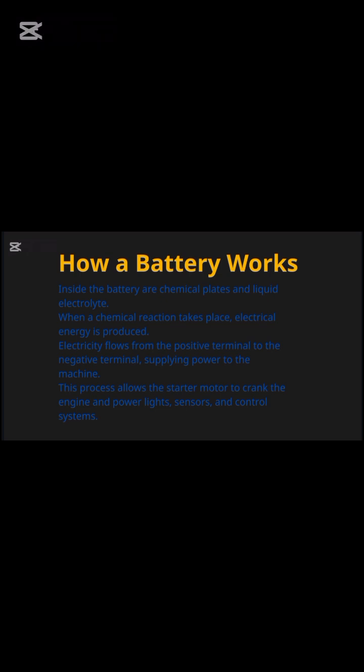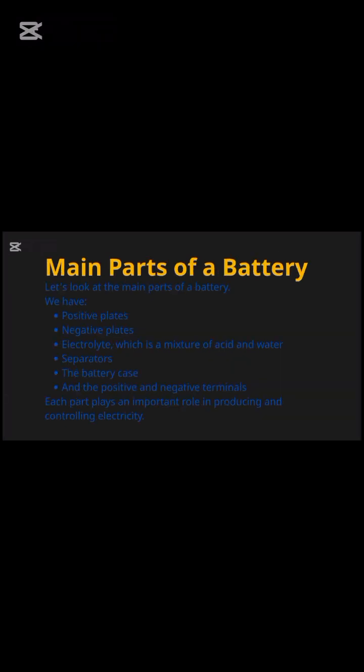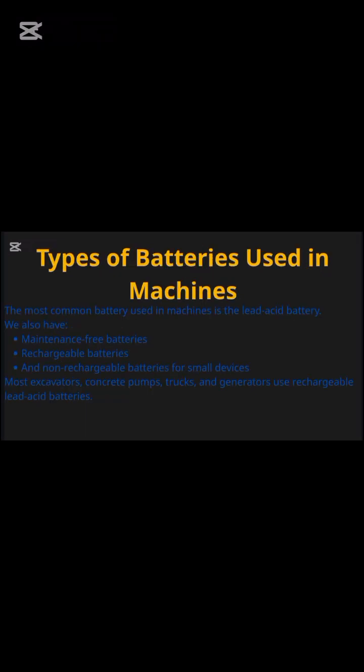How a battery works. Inside a battery are chemical plates and liquid electrolyte. When a chemical reaction takes place, electrical energy is produced. Electricity then flows from the positive terminal to the negative terminal, supplying power to the machine. The process allows the starter motor to crank the engine and power lights, sensors, control systems, etc.